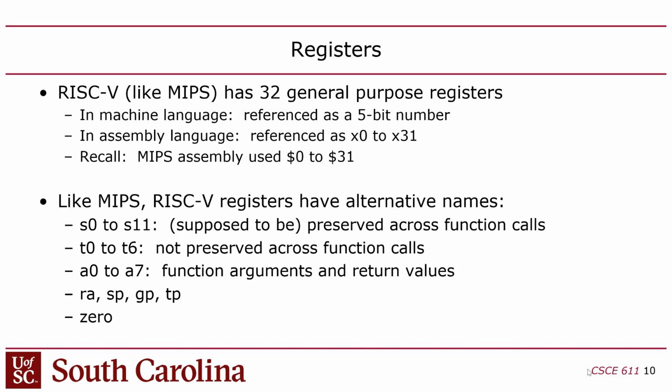there are little code names. S0 to S11 are supposed to be preserved across function calls. T0 through T6 are temporaries. A0 through A7 are arguments. And then there's the return address, the stack pointer, the global pointer, and the thread pointer, which none of those you really have to worry about for this class except for the return address. And then there's this one register that's always 0, which is called zero, and it's also number 0.